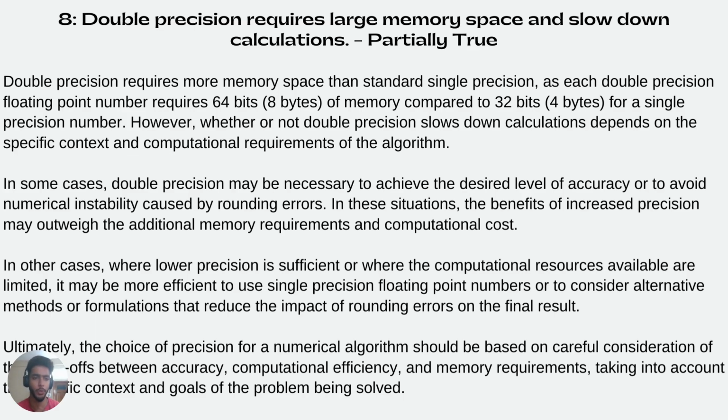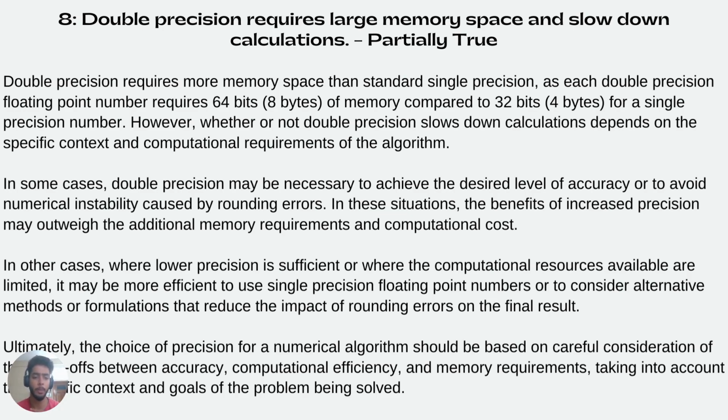Again, it's partially true. Double precision requires more memory space than the standard single precision, as each double precision floating point requires 64 bits, which is typically 8 bytes of memory, compared to the 32 bits for a single precision number. However, whether or not double precision slows down calculation depends on the specific context and computation requirements of the algorithm. In some cases, double precision may be necessary to achieve the desired level of accuracy or to avoid numerical instability caused by rounding errors.